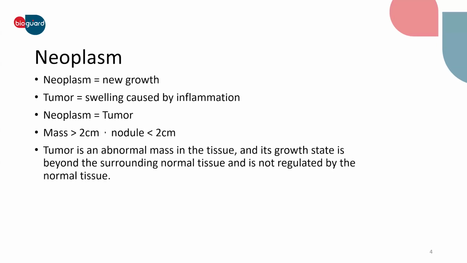In clinical settings, we often describe this by size. A mass usually means something bigger than 2 centimeters, while a nodule is something smaller than that. But regardless of the size, what really defines a tumor isn't just how big it is, it is how it behaves. Tumors grow on their own, without following the normal rules that control healthy cells and tissues. Getting this fundamental idea clear helps set the stage for what's coming next, from how we classify tumors to how we predict their behavior and how we choose the right diagnostic tools.